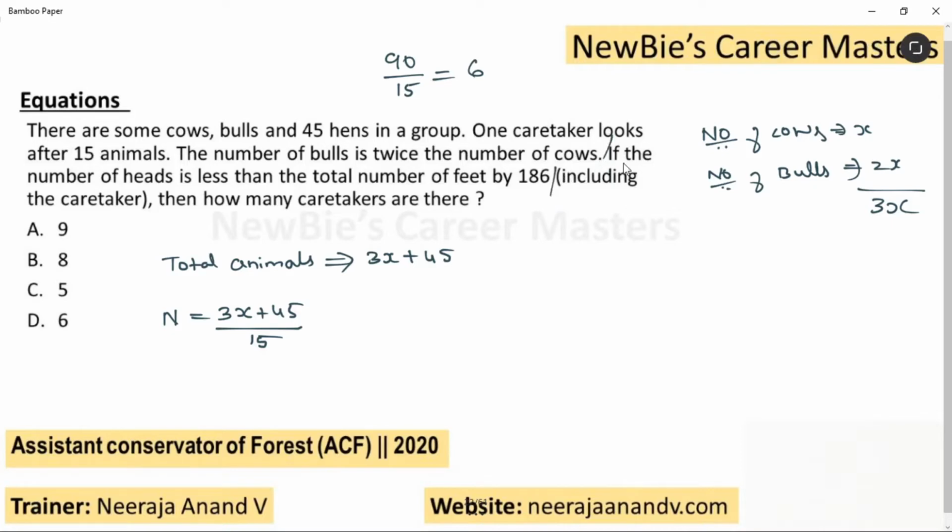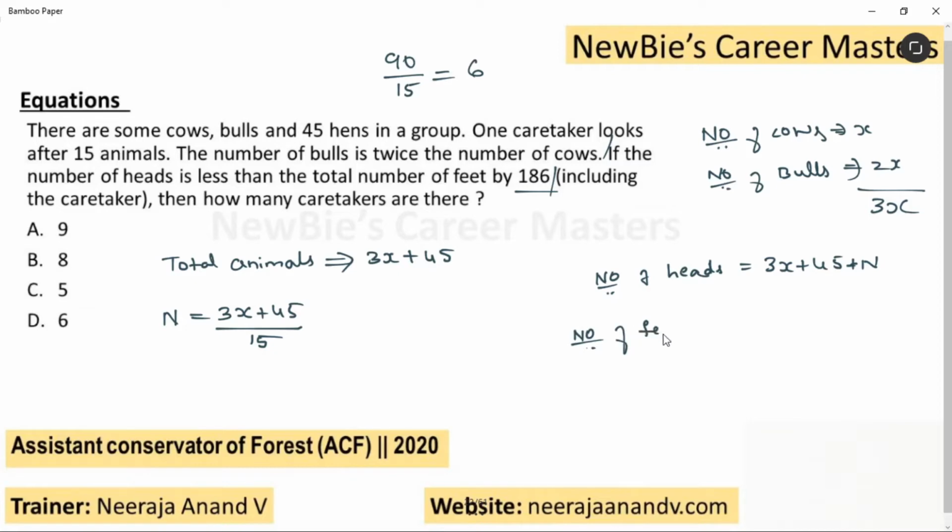See here what is given. If the number of heads is less than the total number of feet by 186. Let's get the number of heads. Number of heads is equal to 3x plus 45, and including caretakers, you have to include this n variable also. Why have I taken these values? Whether it is an animal or a human being, both have only one head. To get the number of heads, you just have to take the sum of the total number of animals and the total number of caretakers. Total number of animals is 3x plus 45 and total number of caretakers, we have used a variable n. That's why I have taken n over there. Hope this is clear.